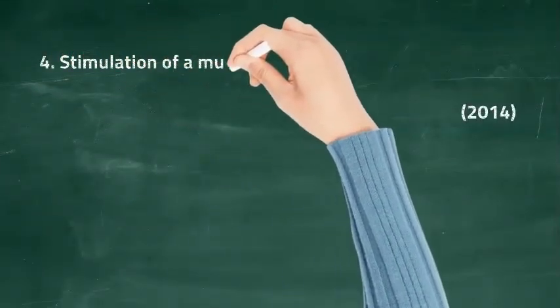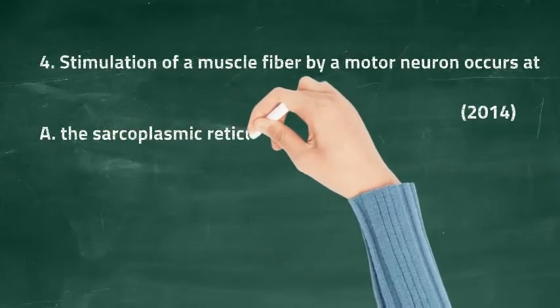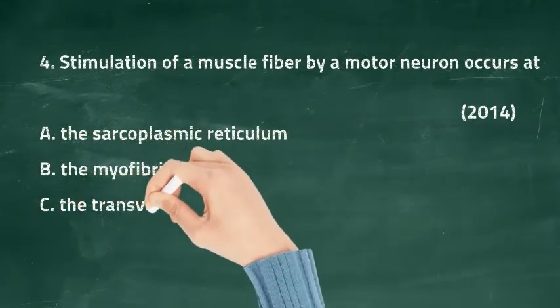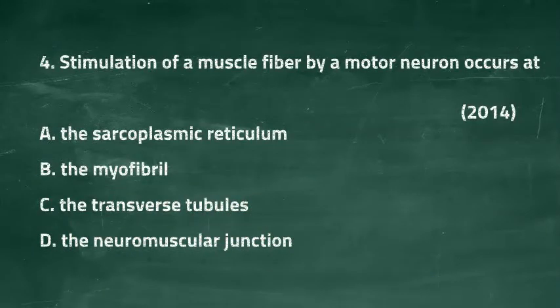Question 4. Stimulation of a muscle fiber by a motor neuron occurs at: option A is the sarcoplasmic reticulum, option B is the myofibril, option C is the transverse tubules, and option D is the neuromuscular junction. The right answer is option D, the neuromuscular junction.